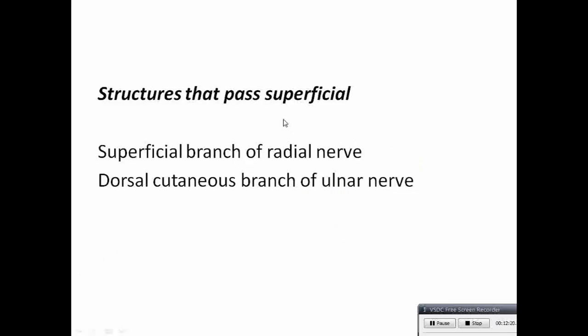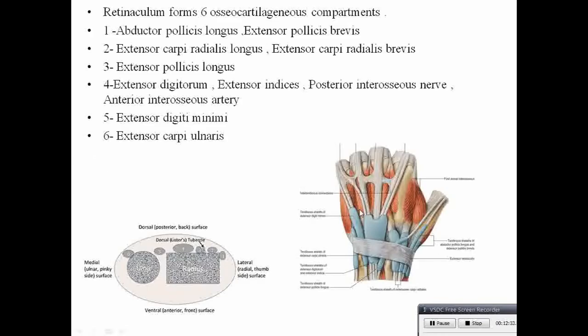Structures that pass superficial to this retinaculum are the superficial branch of radial nerve and the dorsal cutaneous branch of ulnar nerve. These 2 structures pass superficial to extensor retinaculum. The rest pass deep to the extensor retinaculum.